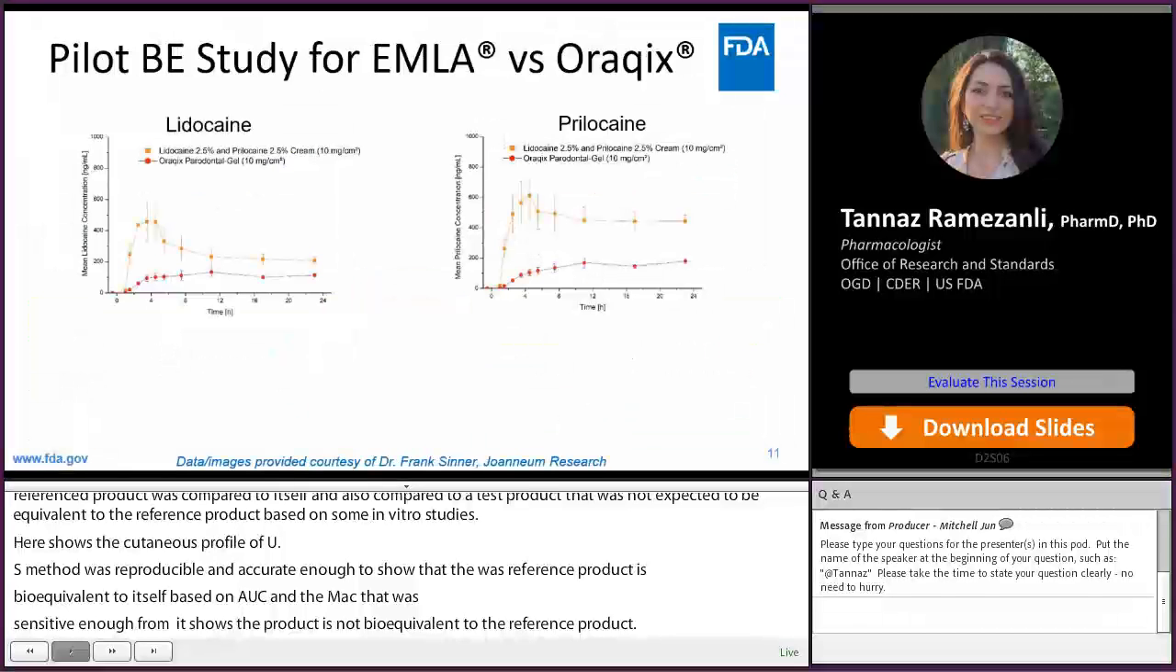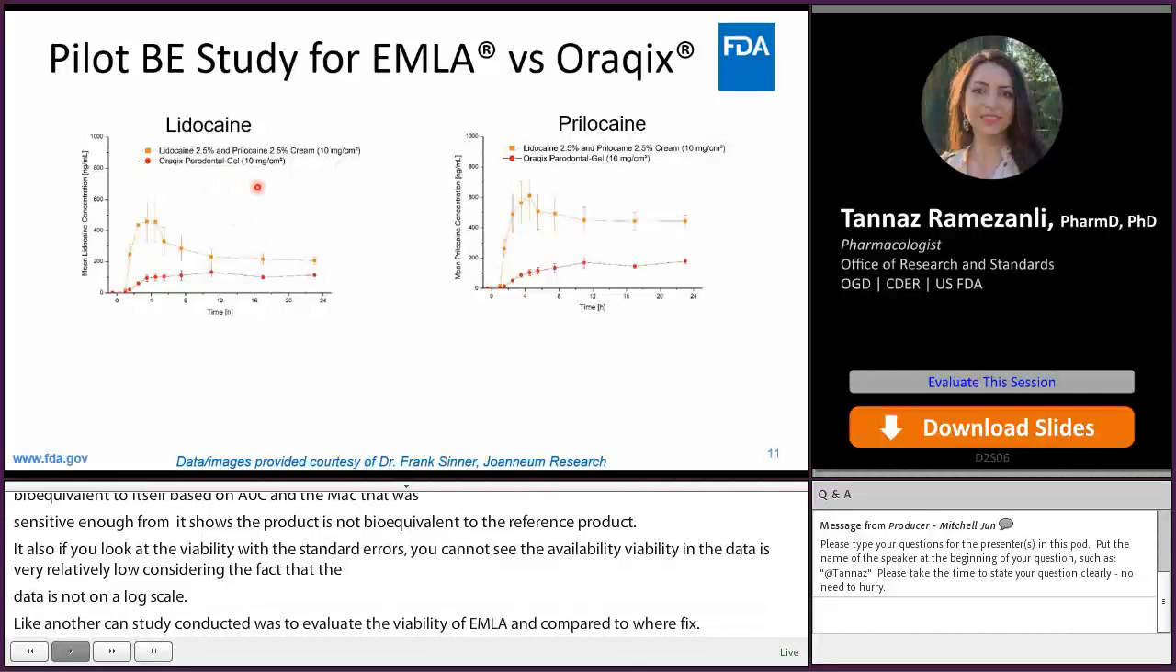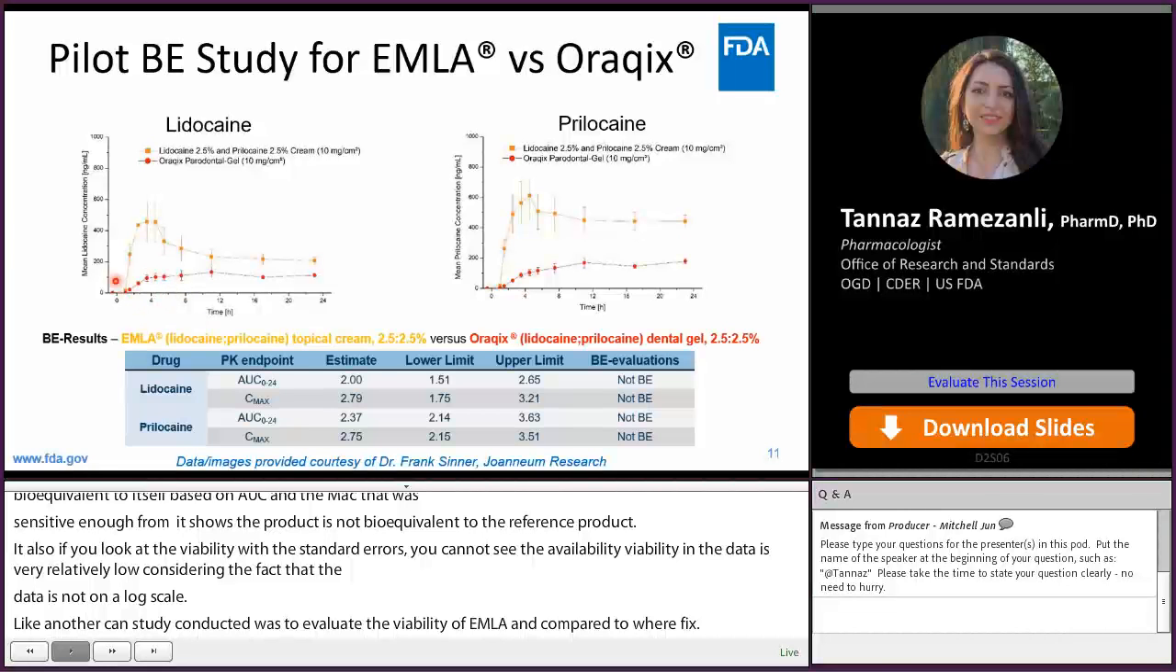Another study that was conducted at UNM Research was to evaluate the bioavailability of EMLA cream and compare it to Oraqix. So this was a pilot study done on a few subjects where EMLA, which is a lidocaine prilocaine topical cream, was compared with a dental gel product containing the same active ingredient, and the method was able to differentiate the PK profile of Oraqix from EMLA for both lidocaine and prilocaine.